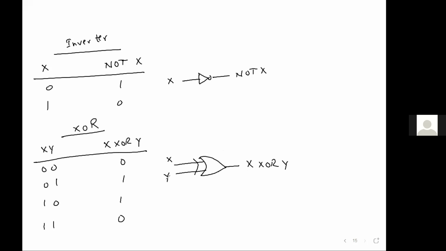Then there is NAND, that is AND followed by a NOT. So I will not go for the truth table, I'll just draw the diagram. So this is your NAND gate, and we have got a NOR gate. So your NOR gate is something like this, and this is your NOR gate. All right, so we covered AND, OR, inverter, XOR, NAND, NOR. Any query up to this? Any doubt?